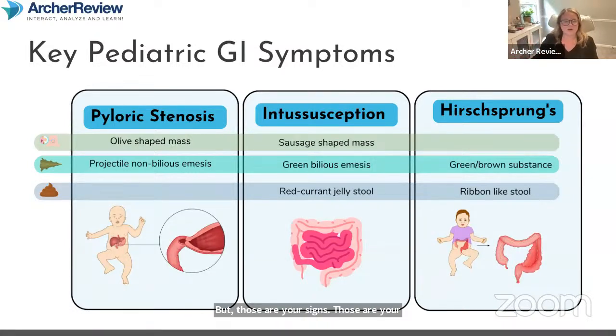Last but not least, over here on the right, your Hirschsprung's disease. This is congenital. They don't necessarily have a protruding mass. You might be able to feel a large stool burden with that megacolon. You might be able to palpate that. But really, their emesis is that green-brown, because it's all that stool backing up, up, up, since it can't get out the rectum. Any stool that does get out, remember, it's just gravity pulling out that ribbon-like stool.